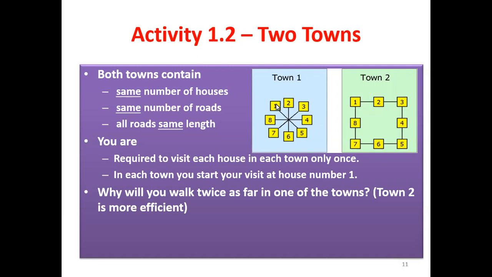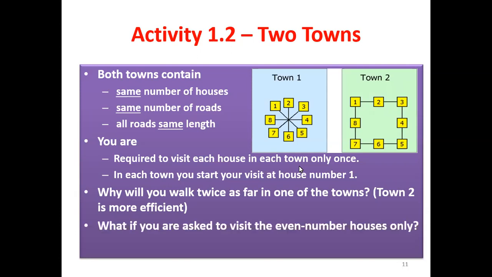If you look at town one and you want to start from house one and go to house two, then you have to come down here, go to house two. And if you have to go to house three, you have to come down again before you go to house three. But in town two, if you want to go from house one to house two, you just have to make a straight movement. There's no going back and forth. So that's the reason you can categorically say that town two is most efficient.